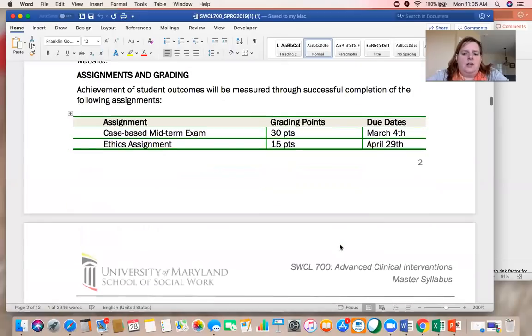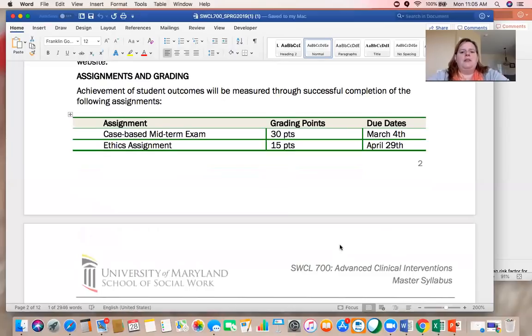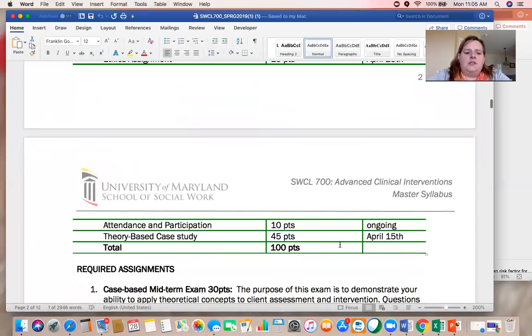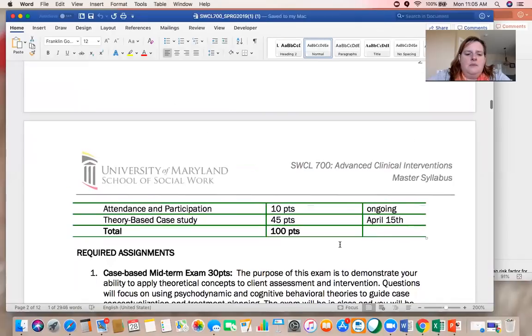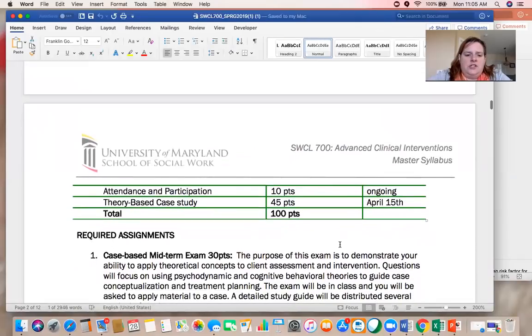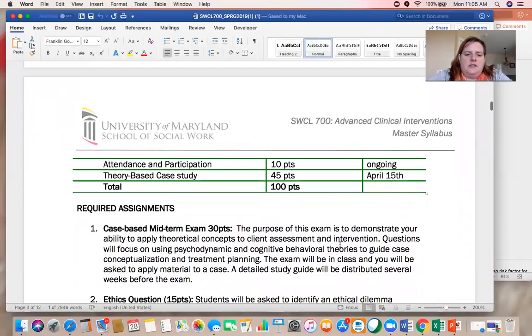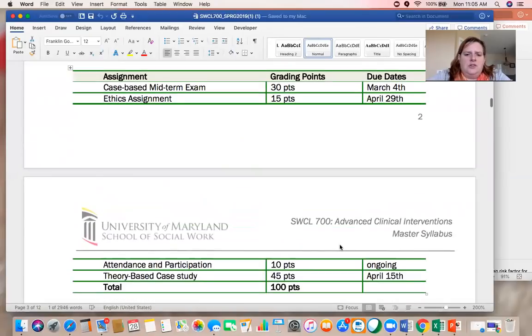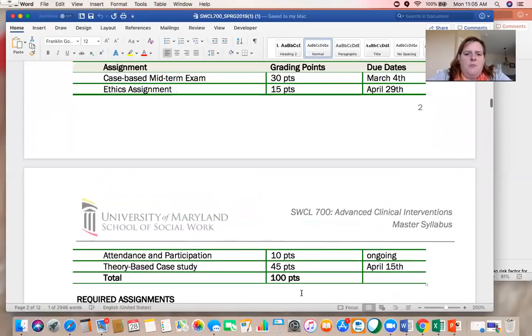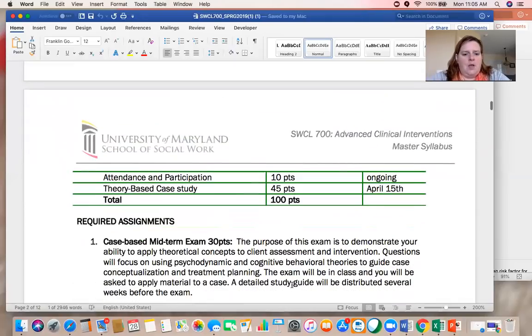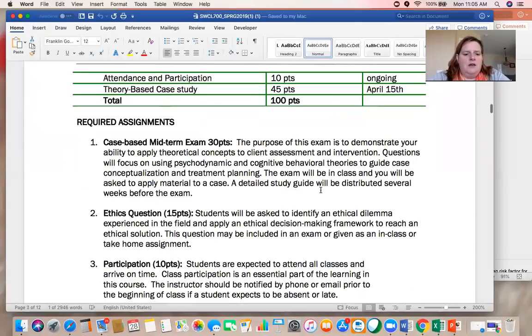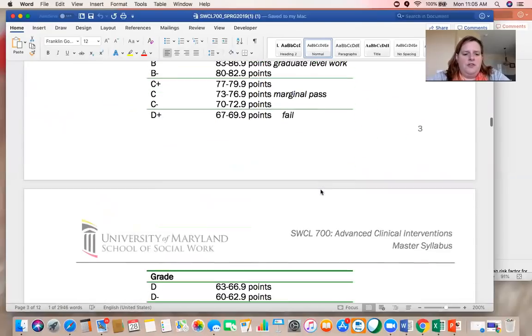Okay, so we already talked about the assignments. There's that midterm, the ethics assignment, also attendance and participation, and theory-based case study. You'll notice, I just noticed that the point system is slightly different on here. So we'll be going with what the syllabus says. Okay, so here's more information about all of that. We've already gone over that.